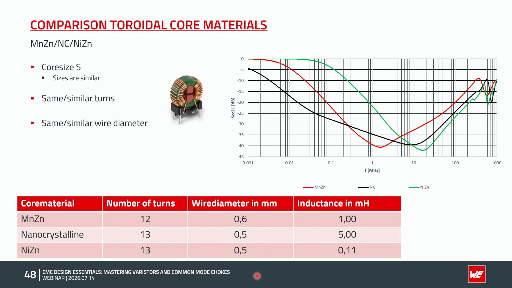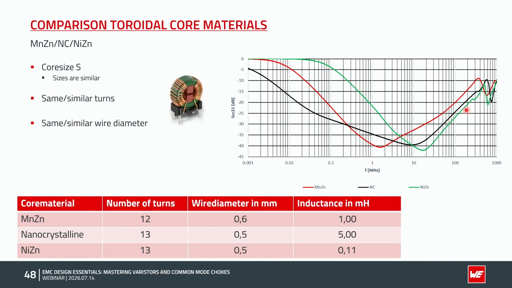So let's check the effects of the core materials with some real examples. Here we compare similar toroidal core chokes, but with different core materials. The size of the cores is similar, and also the number of turns and the wire diameter. In the table you can already see that even with the same parameters of the wire, the inductance is quite different. And this is also reflected in the attenuation graphs.